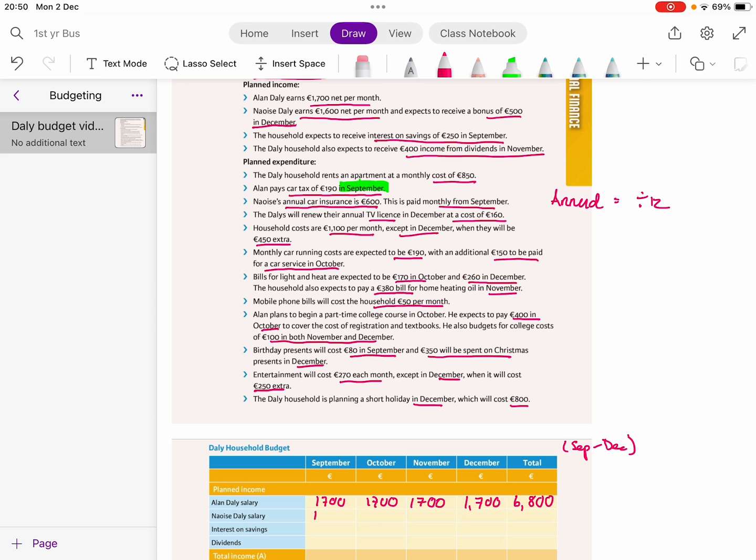So I'm 1,600, 1,600, 1,600. And then they're receiving a bonus of €500 in December. So I'm adding the 500 onto the 1,600 and I get 2,100. And I end up here with a figure of 6,900.